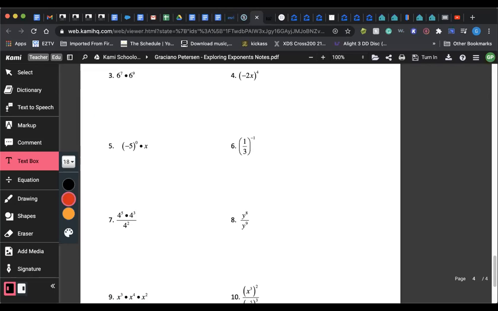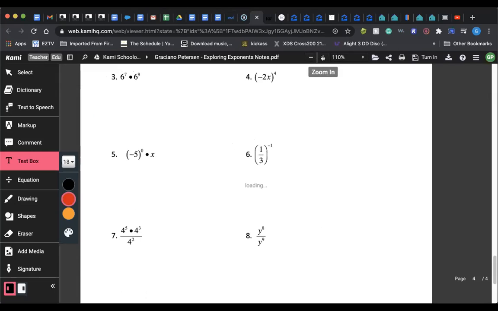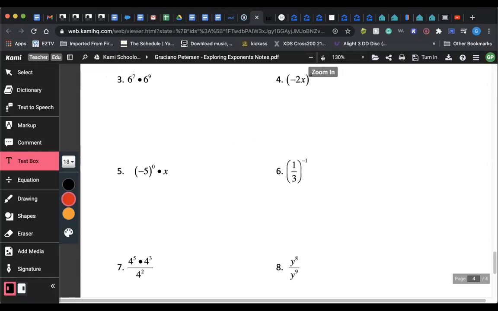Okay, cool. All right. So we're going to go over the end of these notes. We're going to finish up starting with number 3. We're going to use our rules for exponents to solve the rest of these problems here. It should be a review of what we looked at, but we're still going to start with number 3.